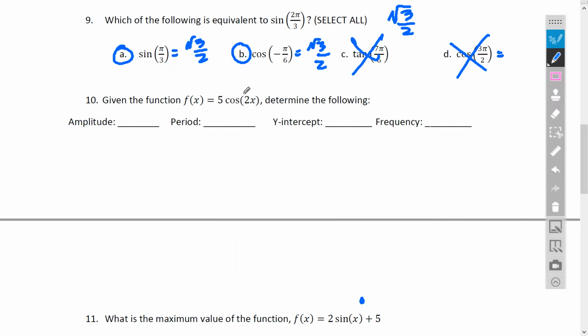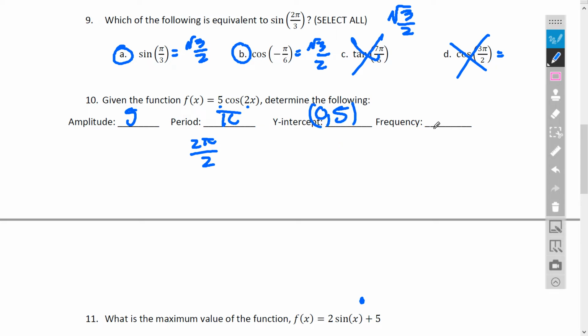Given the function 5 cosine of 2x, determine the following: the amplitude, period, y-intercept, and the frequency. So this has an amplitude of 5. We know the amplitude is equal to the A value, so the amplitude is 5. The period is 2 pi divided by the B value, which the B value here is 2. So 2 pi divided by 2, so the period is pi. The y-intercept, so with a cosine function, the cosine function starts at the maximum, the amplitude. So the y-intercept is actually going to be 5, 0, 5.